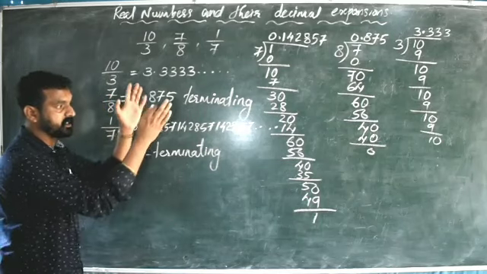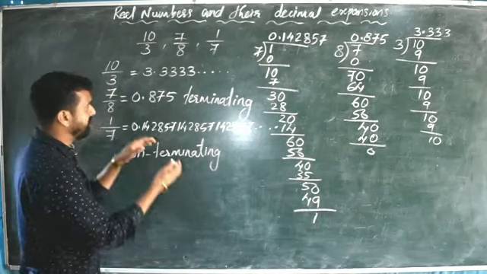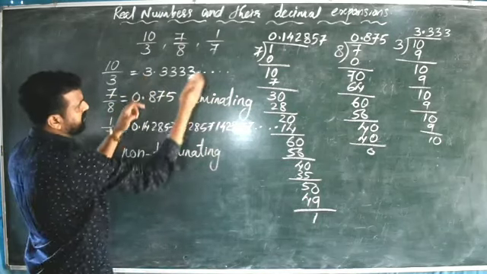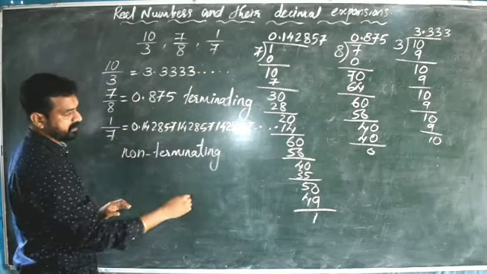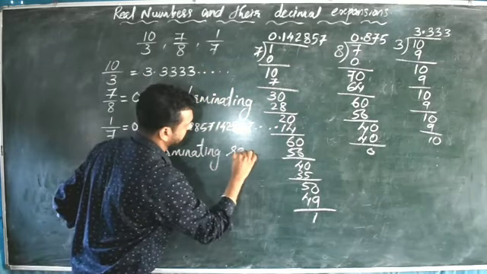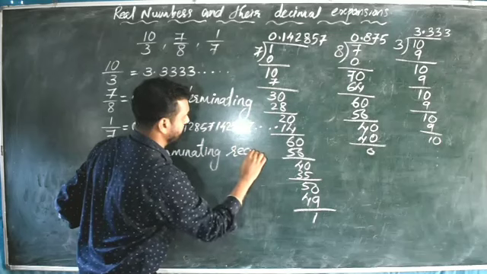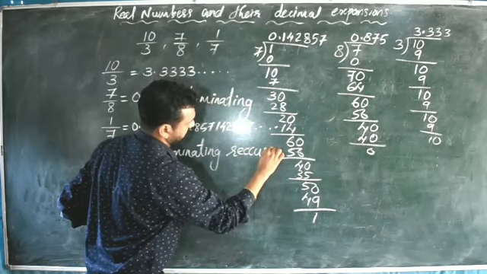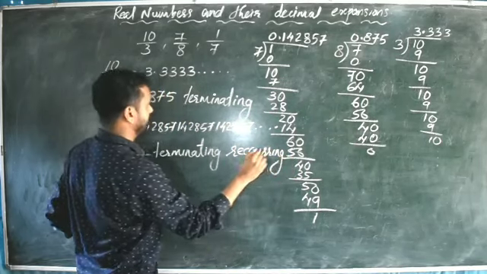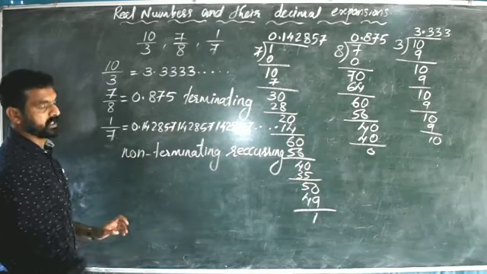Non-terminating means the division is not finished, and some numbers are repeating there. Some numbers are repeating, that is why it is called recurring decimal. That is non-terminating recurring decimals.